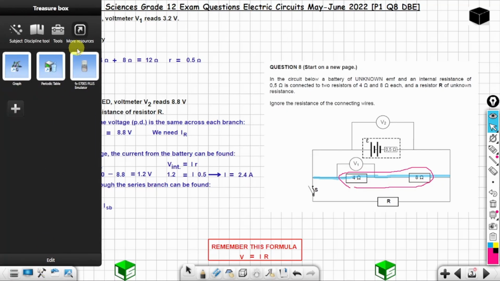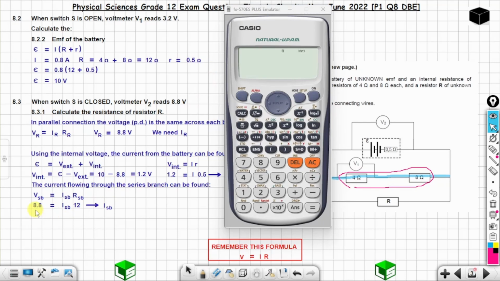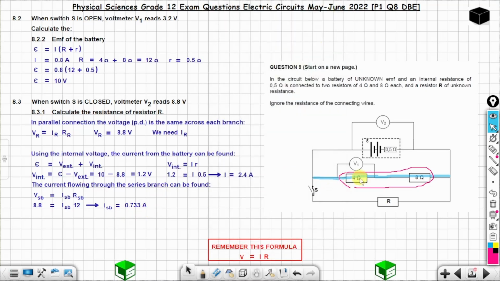So you have 8.8 divided by 12, and this is equal to 0.733 amperes. Now you have the current through this branch.